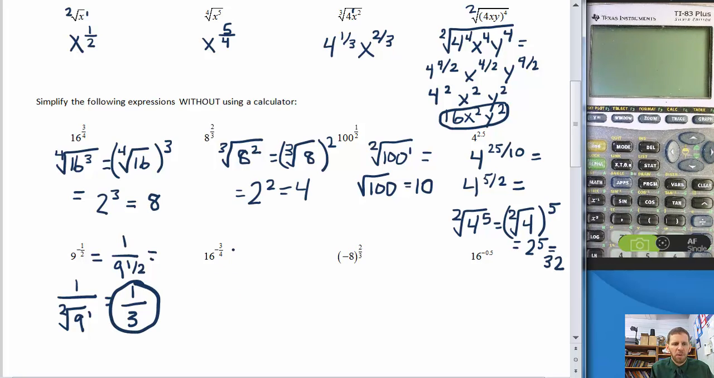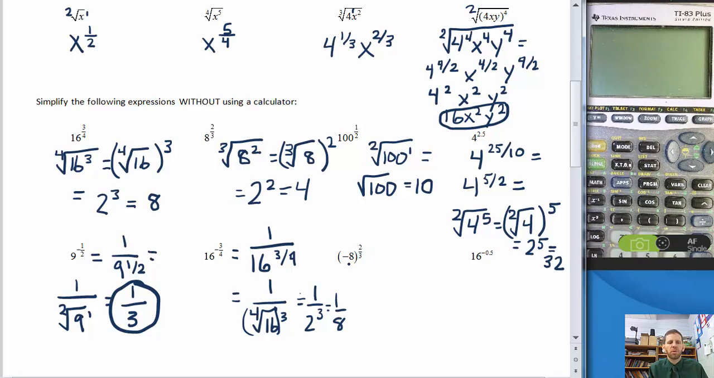16 to the negative 3/4 power, same thing. Write as a reciprocal, 1 over 16 to the 3/4 power. The negative goes away when you write it as a reciprocal. Okay, so what's this equal to? Well, we've already done 16 to the 3/4 power. It's 8. If you want to show the work again, you can do that, but it is a problem that we had earlier. It's 1 over the 4th root of 16 cubed, which is 1 over 2 cubed, or 1 over 8. Piece of cake.